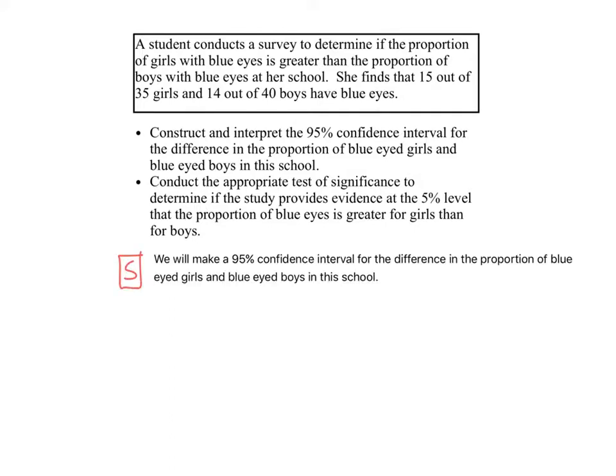Okay, so if you remember, we just have the statement that we're going to make a 95% confidence interval for the difference in proportion of blue-eyed girls and blue-eyed boys in the school. All right, next is the plan portion of this.